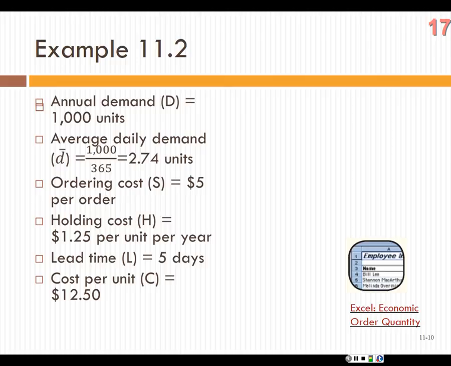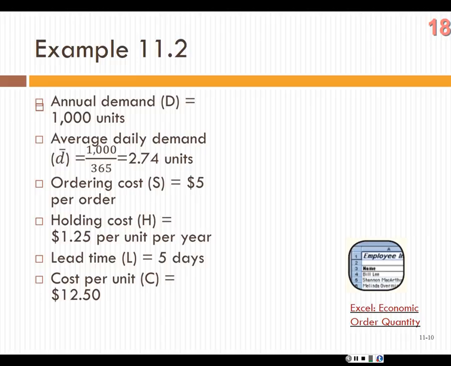So the first example that we've got comes from example 11.2 in the textbook. Okay? And it tells us that annual demand, capital D, is equal to 1,000 units. Average daily demand, little d with a bar over the top of it, is 1,000 units divided by 365 days. It's 2.74 units. Our ordering costs are $5 per order. Our holding costs are $1.25 per unit per year. Our lead time is 5 days, and our cost per unit is $12.50. Okay? So given that, the first thing let's calculate is what our reorder point is.